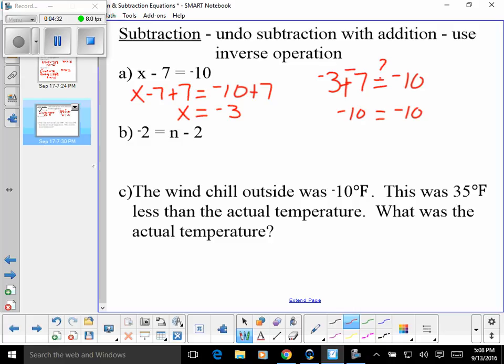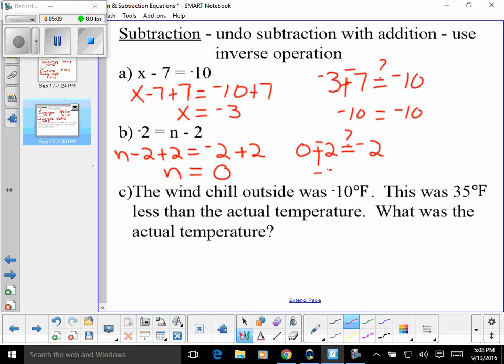In example B, here again, we prefer to have that variable on our left side, then go ahead and write it there. n minus 2 plus 2 equals negative 2 plus 2. We can do it all in one step. On the left side of the equation, it's reducing or simplifying to n, and negative 2 plus 2 is 0. We'll check it out. If we take 0 minus 2, are we going to get negative 2? Adding the opposite, 0 plus negative 2 is negative 2, and yes, negative 2 equals negative 2.